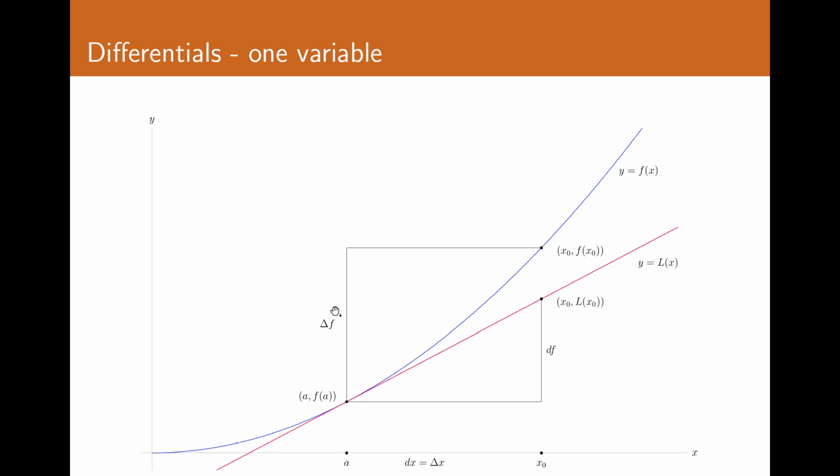And that's our delta f. That's what we wish we could evaluate. We can't do that though, but we can evaluate L of x0. So I can figure out what this height is. And so this height minus this height is the one that I can evaluate, and that's df. So what we're saying here is that delta f is approximately df.